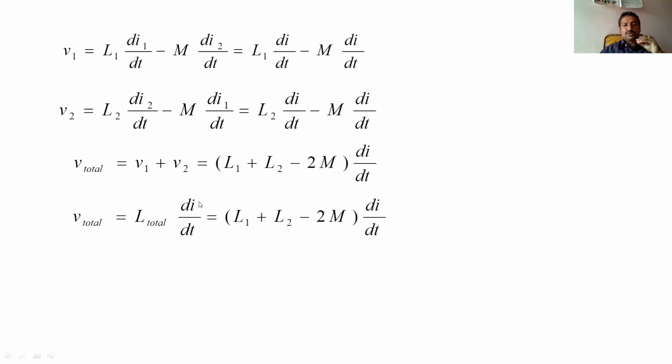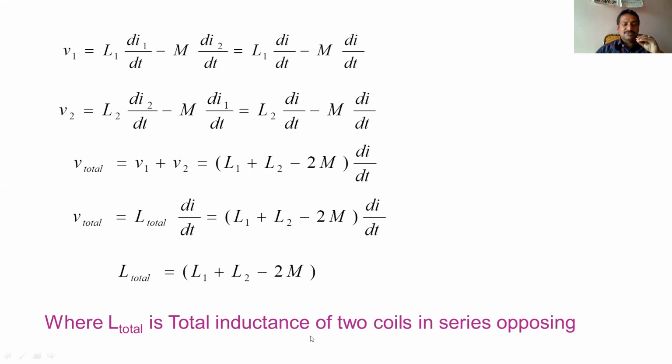So V total is equal to L total into di by dt, which equals L1 plus L2 minus 2M into di by dt. The di by dt gets cancelled. L total is equal to L1 plus L2 minus 2M. So remember, the total or effective or equivalent inductance in series opposing is the algebraic sum of the self-inductances minus 2 times the mutual inductance. So that is about this total inductance, the L total in series opposing.